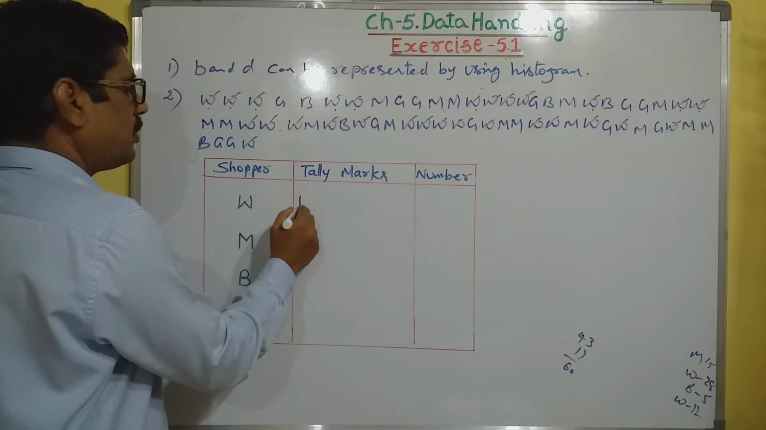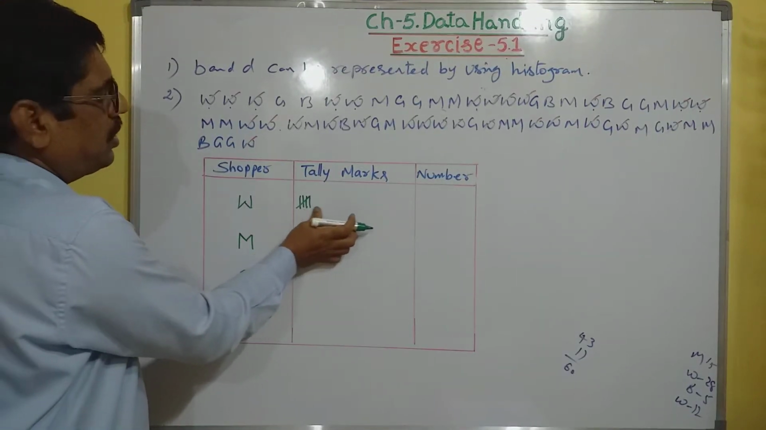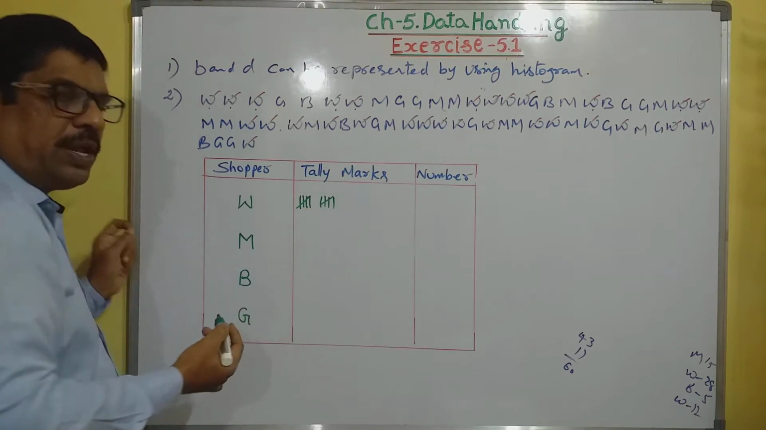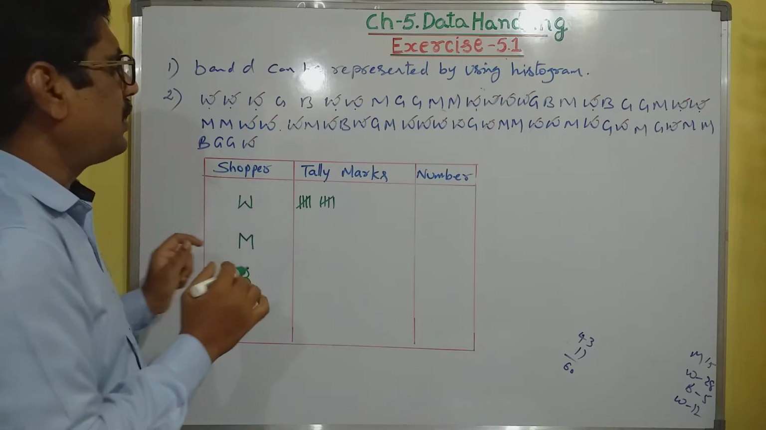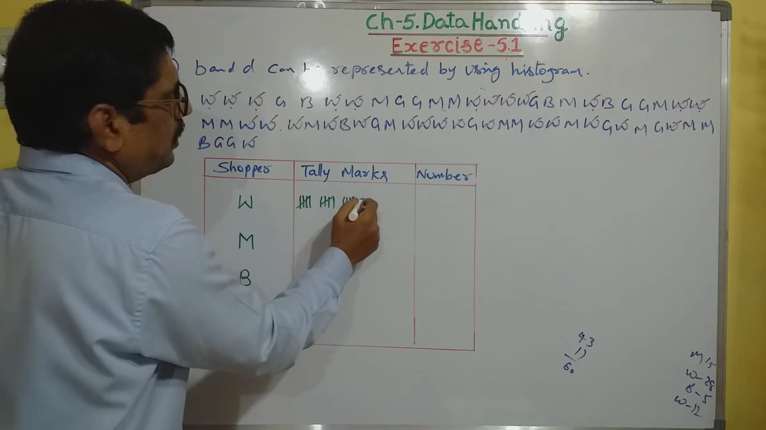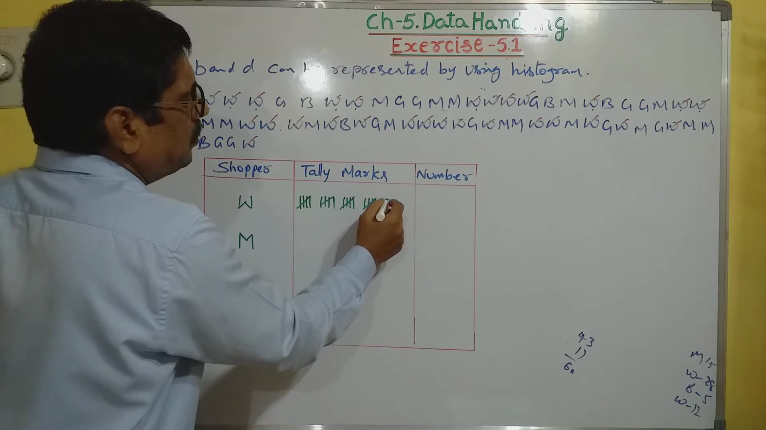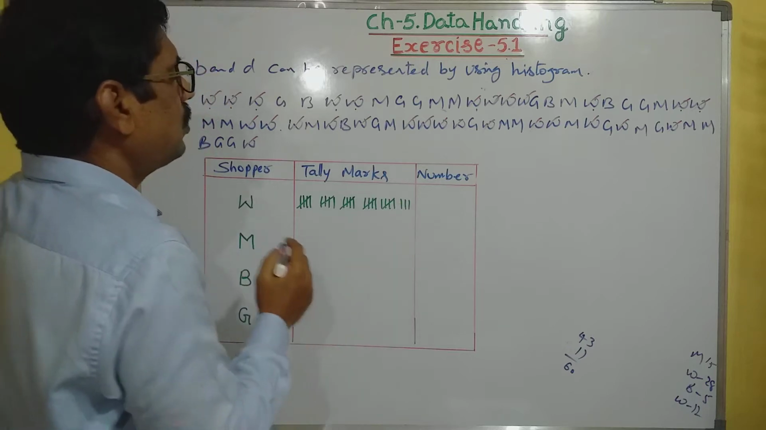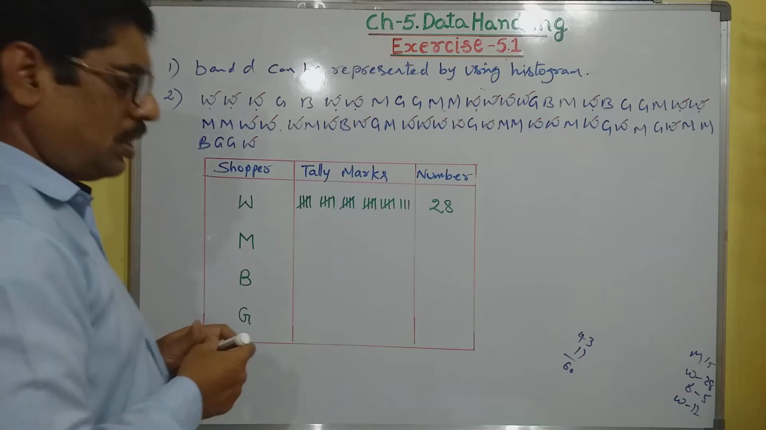So we have to represent like this: 1, 2, 3, 4, 5. This is the way to write the tally marks: 6, 7, 8, 9 and 10. For every 5 numbers we have to make a pack like this. And now 11 up to 28. So the total is 28.